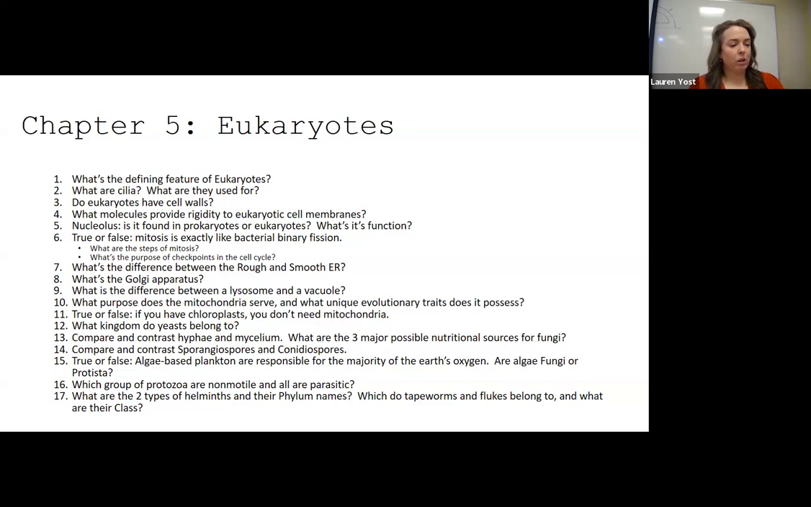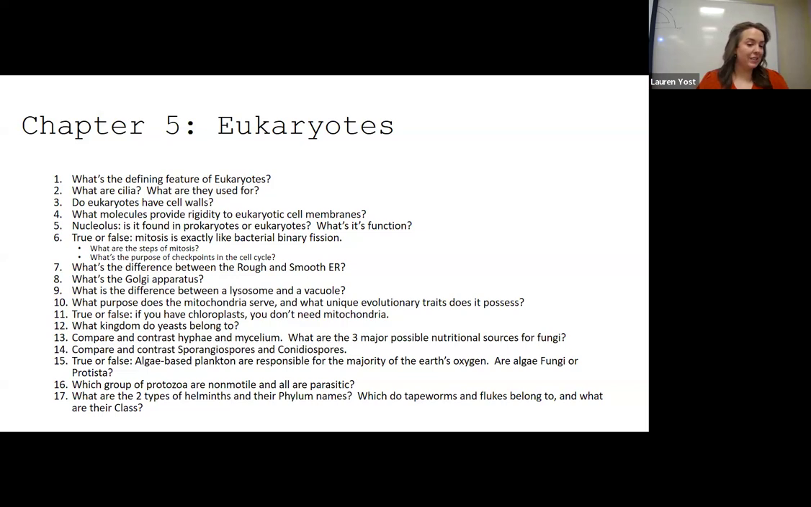What purpose does the mitochondria serve, and what are its evolutionary traits? The purpose of the mitochondria is to make our energy in the form of ATP. We do that via the aerobic respiration steps of glycolysis, Krebs, and, thank you, the electron transport chain. It's okay, my brain doesn't always work. But that's basically how the mitochondria is going to be working for us, doing all that.